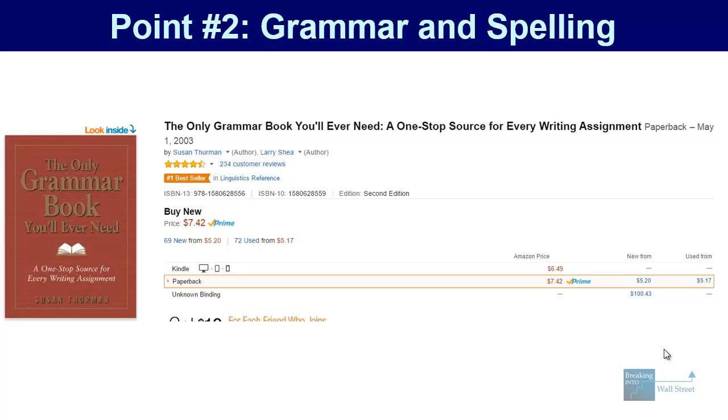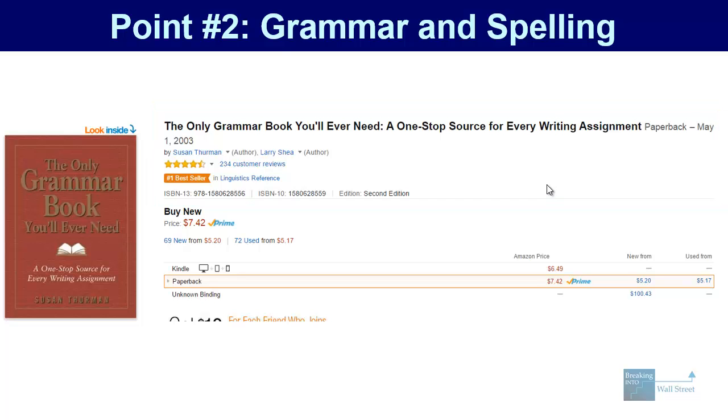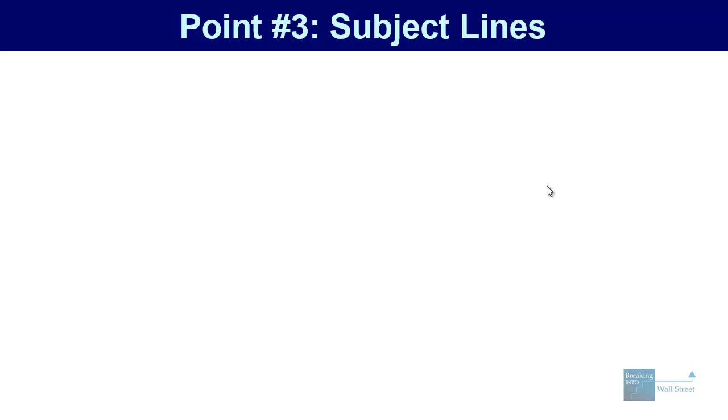I also strongly recommend getting this book called The Only Grammar Book You'll Ever Need, a really good and down-to-earth reference on grammar in the English language, helpful for writing assignments and emails and anything else you can really think of. That's about all I have to say on grammar and spelling. Let's move on to point number 3 now, subject lines, and go through some key concepts here.